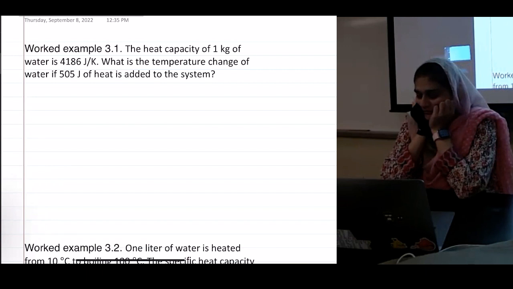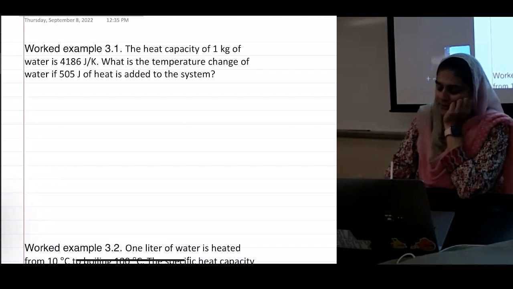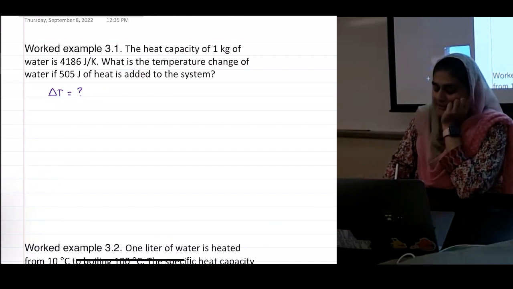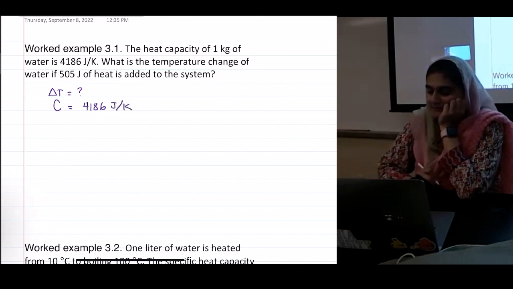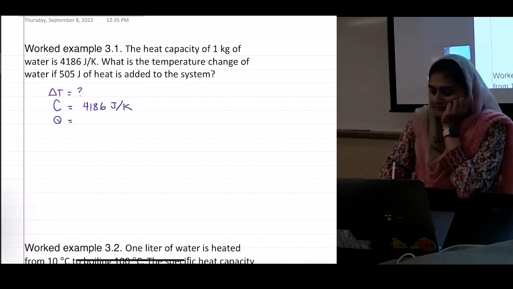The heat capacity of 1 kilogram of water is 4,186 joules per Kelvin. What is the temperature change of water if 505 joules of heat is added to the system? What are we looking for? Good. What are we given? Heat capacity, big C or tiny c? Big C. And we are also given heat and mass.